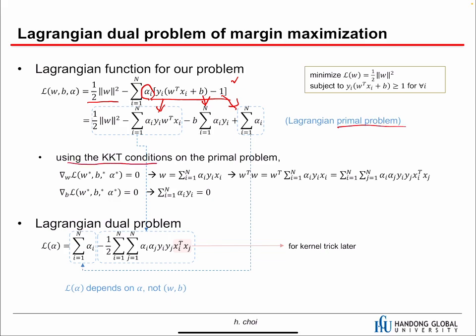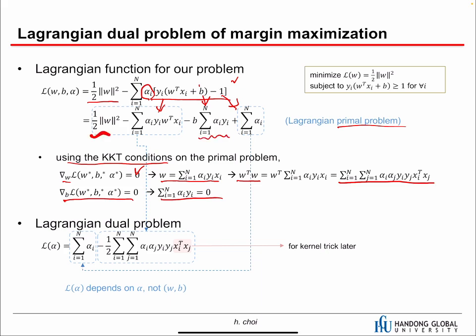And then using the KKT conditions and the primal problem, we can take a derivative with respect to W, and then also, we have a bias, so we can take a derivative with respect to the bias. And this should be zero. So by this one, we can have this one. Okay. And then if we calculate W transpose W to calculate the norm of W, then it is actually this one. And then this one is zero, so this term will be zero.